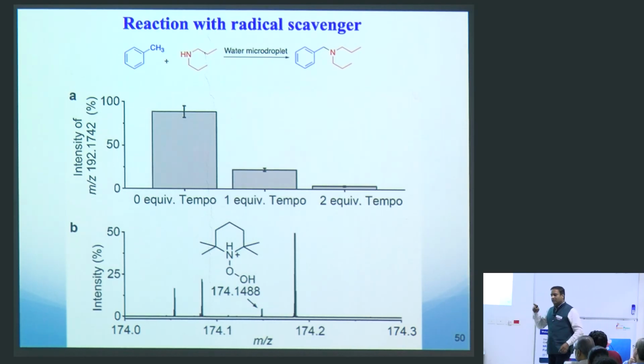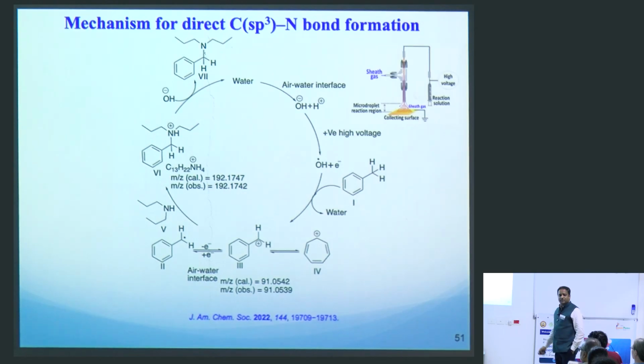TEMPO, I hope you know, contains a six-member ring containing a nitrogen-oxygen compound. You can look up what TEMPO is. So this TEMPO trapped the benzyl radical, then there is no reaction. This clearly tells that the reaction goes via a radical mechanism. Further, once we identified this, we proved the mechanism, how it goes. First there is formation of a hydroxyl radical, this radical deprotonates and forms the benzyl carbon radical, and then further loss of one electron forms the benzyl carbocation.